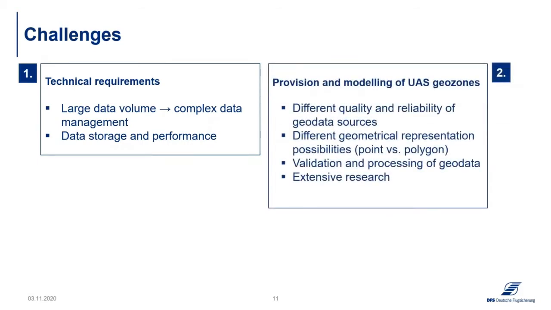And second, the provision and modeling of UAS geozones. We have to deal with different quality and reliability of geodata sources. We have to think about the different geometrical representation possibilities, point versus polygon. In addition, geodata must be validated and checked to ensure consistent quality, and a lot of research is necessary to model the reality as well as possible.